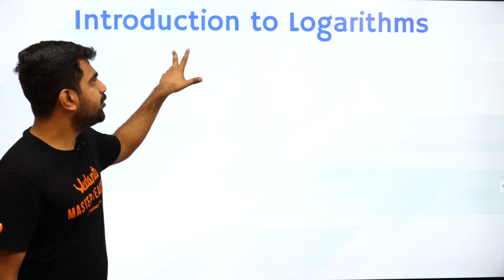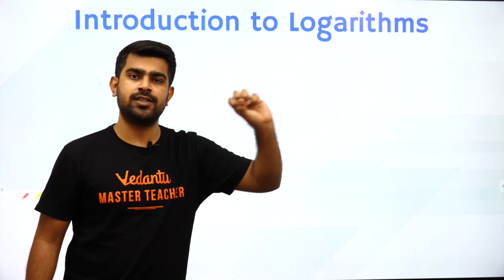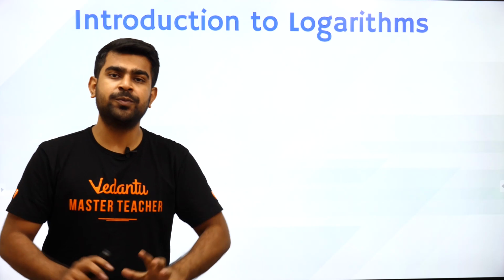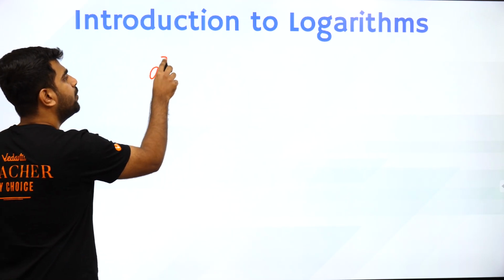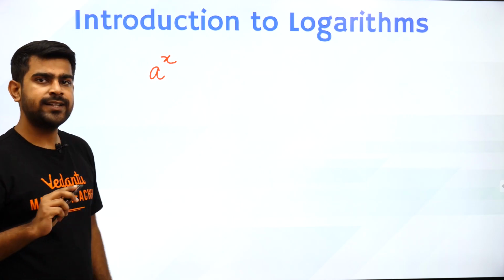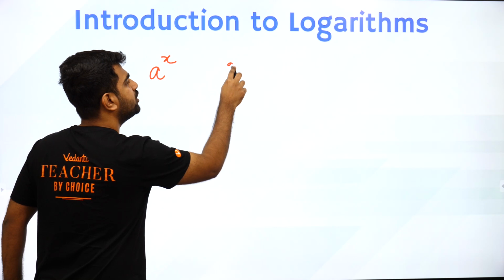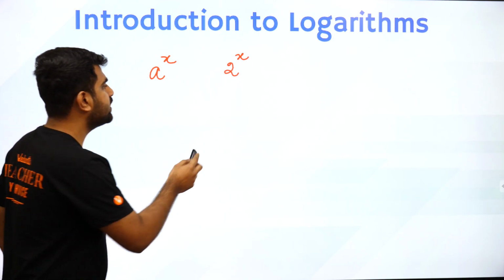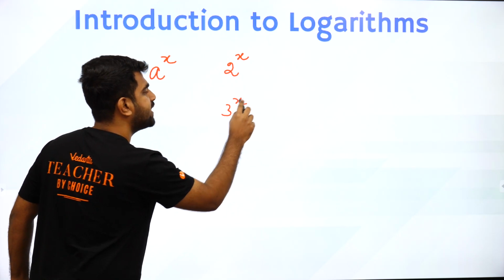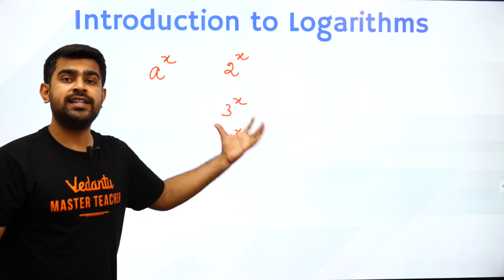First, before I introduce logarithm, let me give you an idea of what exponential functions are. I'm sure all of you are aware of exponential functions. Exponential functions are those which are of the form a to the power x. What are some examples? Can you guys tell me? Let us look at 2 to the power x. 2 to the power x is an example of an exponential function. What is the other example? I can say 3 to the power x, I can say 4 to the power x and so on. They are all called exponential functions.